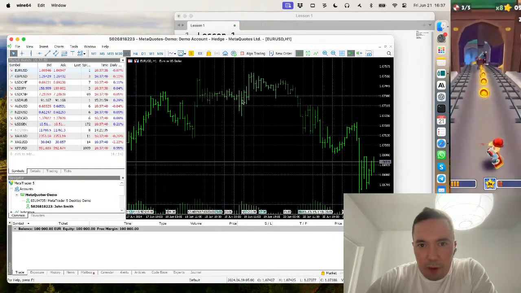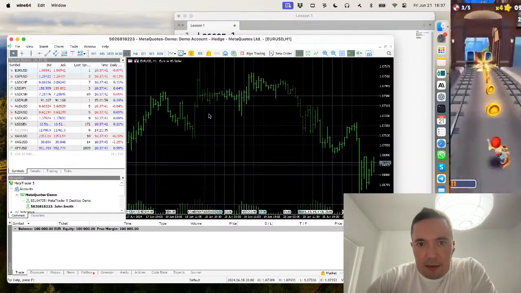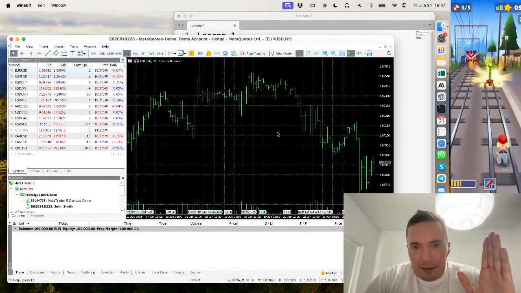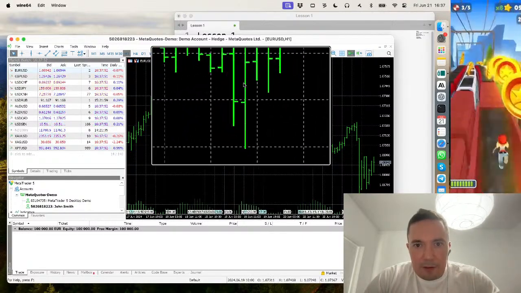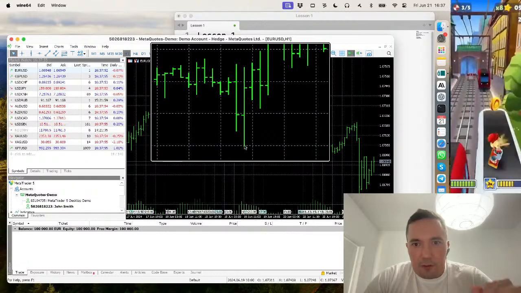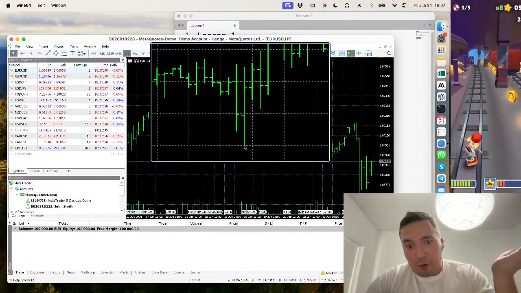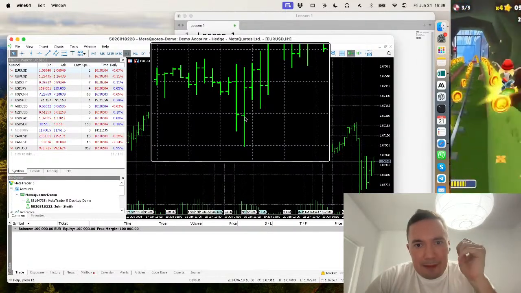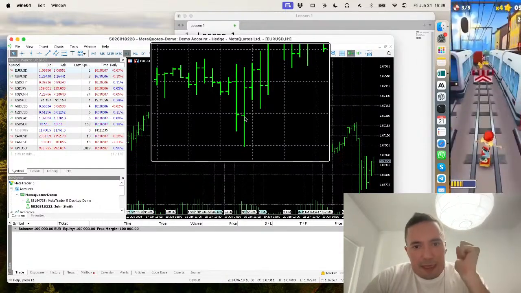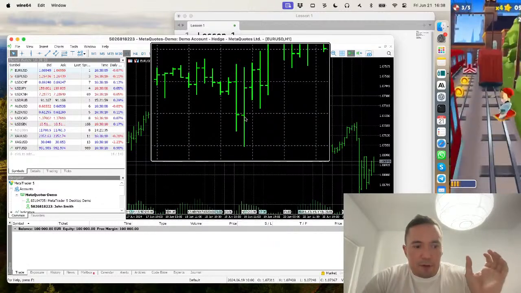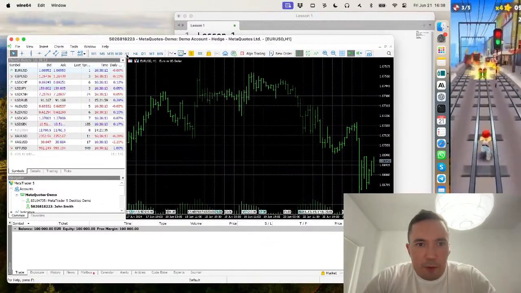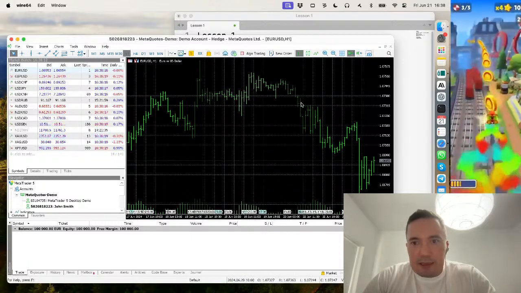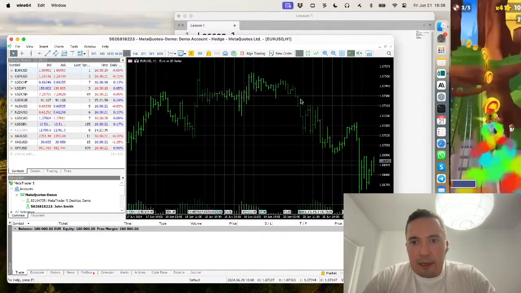One is called a bar chart. And what does it show? These individual vertical lines are called bars. Hence the bar chart, right? And they have 2 small lines on the left and on the right. Each vertical line represents some fixed period of time. In this case, it's 1 hour, right? We have a 1 hour H1 bar chart. It means that every vertical line is 1 hour.